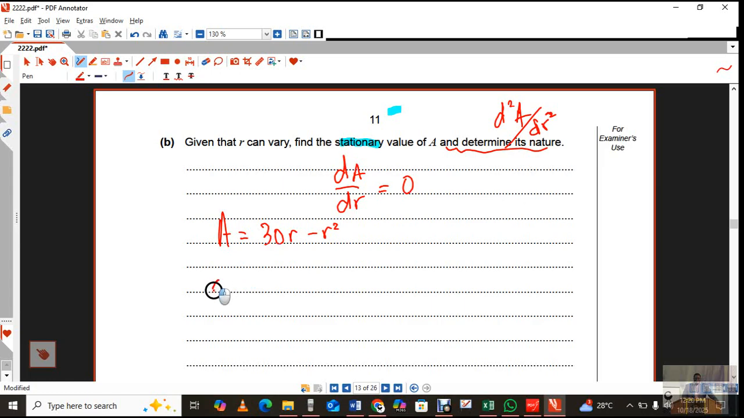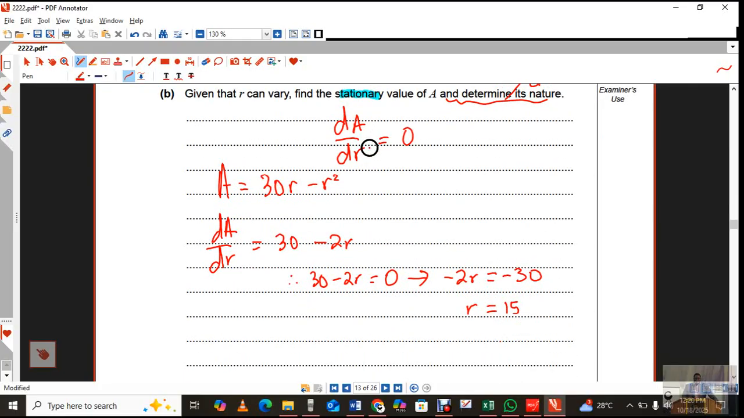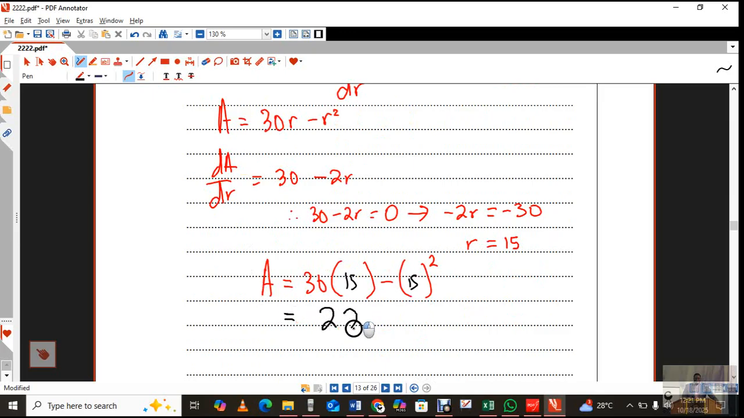Okay, so if you do dA/dr, it's going to be 30 minus 2r. Okay, if you say 30 minus 2r equals to 0, this gives you negative 2r equals to negative 30. This would be that r is equal to 15. Right. What is the area? Because find the stationary value of A. So what is the area? The area is going to be 30 times... we know what our r is now. So our r is 15. So the area is given to us as 225, I believe, if you punch that in. Okay, so that's the area.